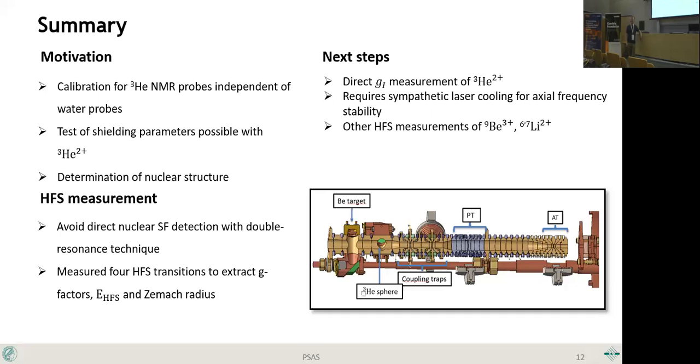And coming back to your paper, which will soon be published, I believe, you present the result for the nucleus G factor. We present the result for the nucleus G factor. Yes. Thank you very much.